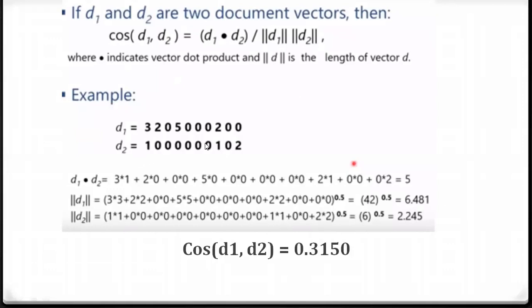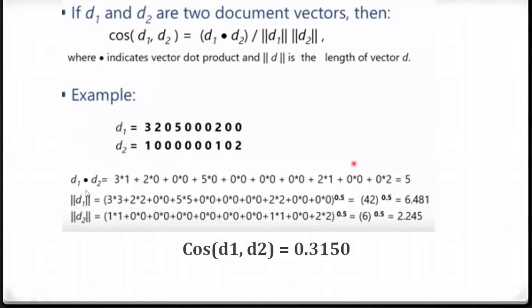So imagine we have 2 points here. It is actually a multi-dimensional space. So we have the points 3, 2, 0, 5, 0, 0, 0, 2, 0, 0. This is your d1, and this is your d2. It's actually a multi-dimensional space, so your point d1 looks like this and d2 looks like this.